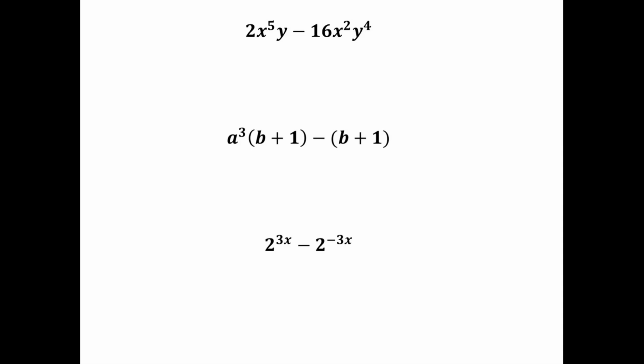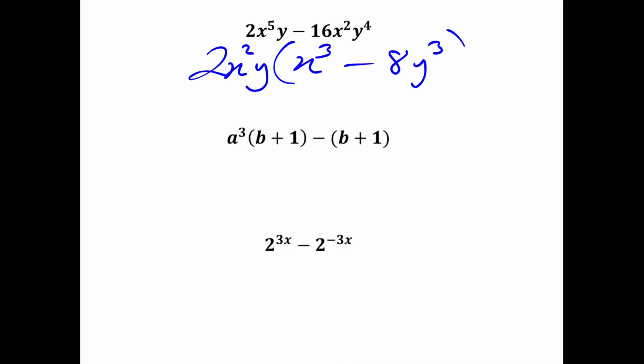So amongst the constants, 2 is the highest common factor. Amongst the x's, x squared is the highest common factor. And amongst the y's, y is the highest common factor. So combining 2 and x squared and y, we have the term 2x squared y. So what remains inside is x cubed minus 8y cubed, which happens to pop up nicely as a difference of cubes.